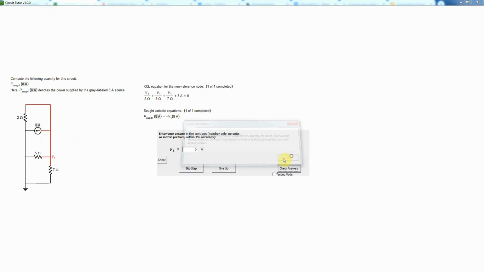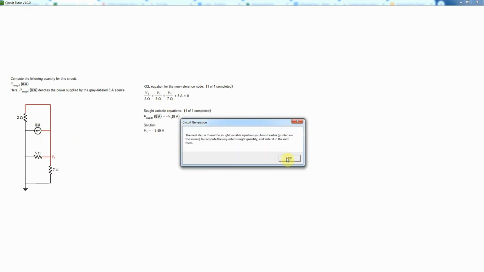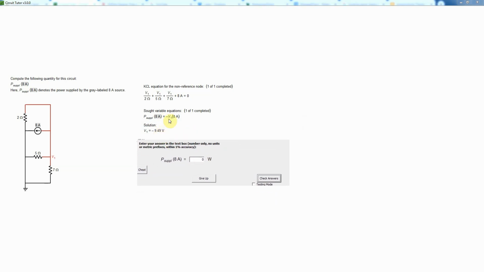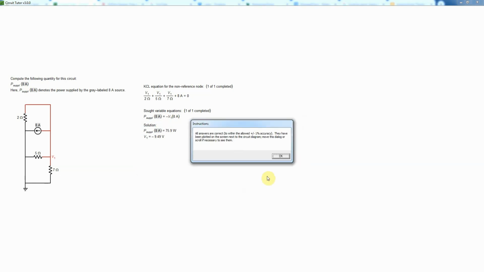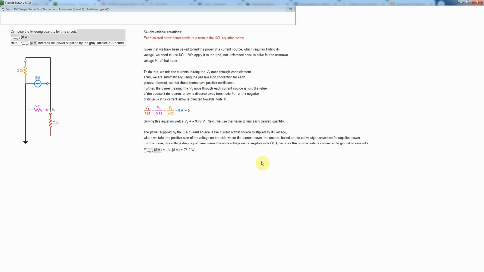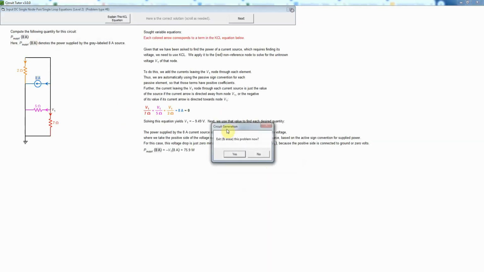And then I solve for V1 here, which in this case works out to be negative 9.49. And finally, I plug that value in to this equation, and that will give me 75.9 watts. Have to be accurate within about plus or minus 1%. And that's done. And once again, I could look at the detailed explanation if I need that. And again, I would be completed without making that mistake, but you can always come back and work additional problems.